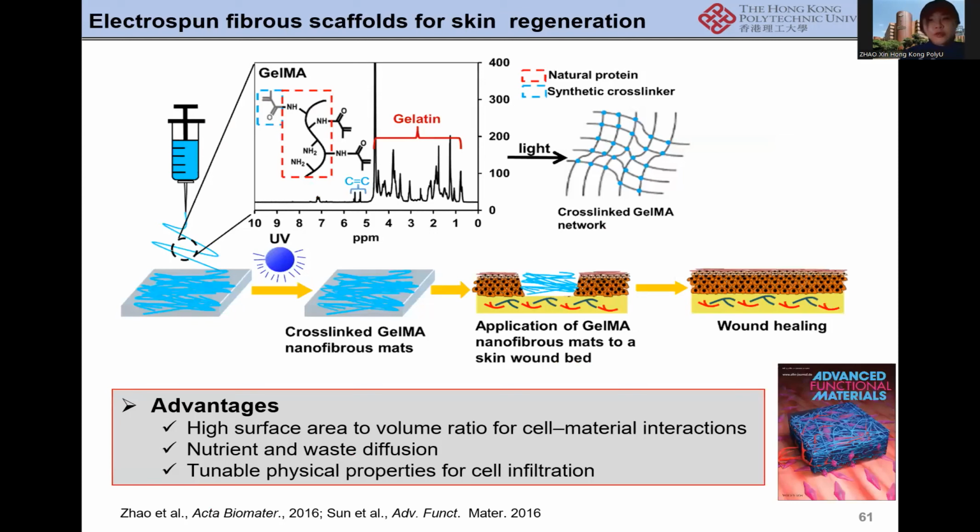So again, we are using materials like JAMA. The reason we want to use them is because we can control the cross-linking density, and then we can control the mechanical properties of the scaffolds. So this is a JAMA solution, and then we electrospin it and cross-link it, and then we have these cross-linked JAMA nanofibers. By controlling the cross-linking density of the JAMA, we can control the mechanical properties of each single fiber, and also the mechanical properties of the whole nanofiber wound dressing.